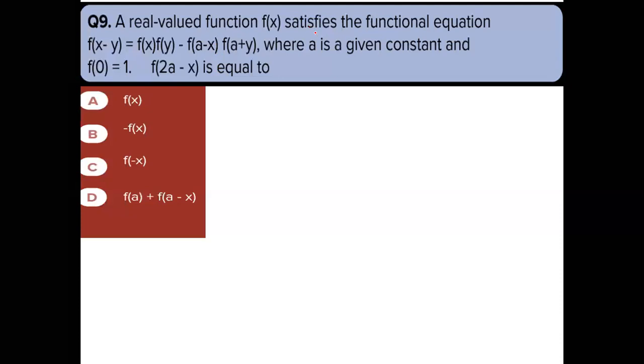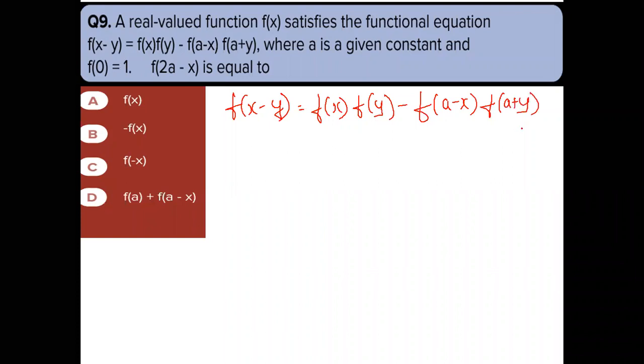A real valued function f of x satisfies the functional equation f of x minus y is equal to f of x into f of y minus f of a minus x into f of a plus y. Here a is a constant, and they have given us the value of f of 0. F of 0 is 1. We need to find the value of f of 2a minus x.